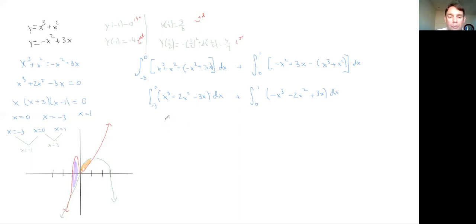We integrate both sides here. So 1/4 x to the 4th plus 2/3 x cubed minus 3/2 x squared. And that's going to go from 0 to -3. And we're going to add to it the exact opposite. Some people like to put it in absolute value and go from -3 to 1. That would have worked as well. But if we're on the non-calculator portion of the test, well, that's not going to work out so hot.